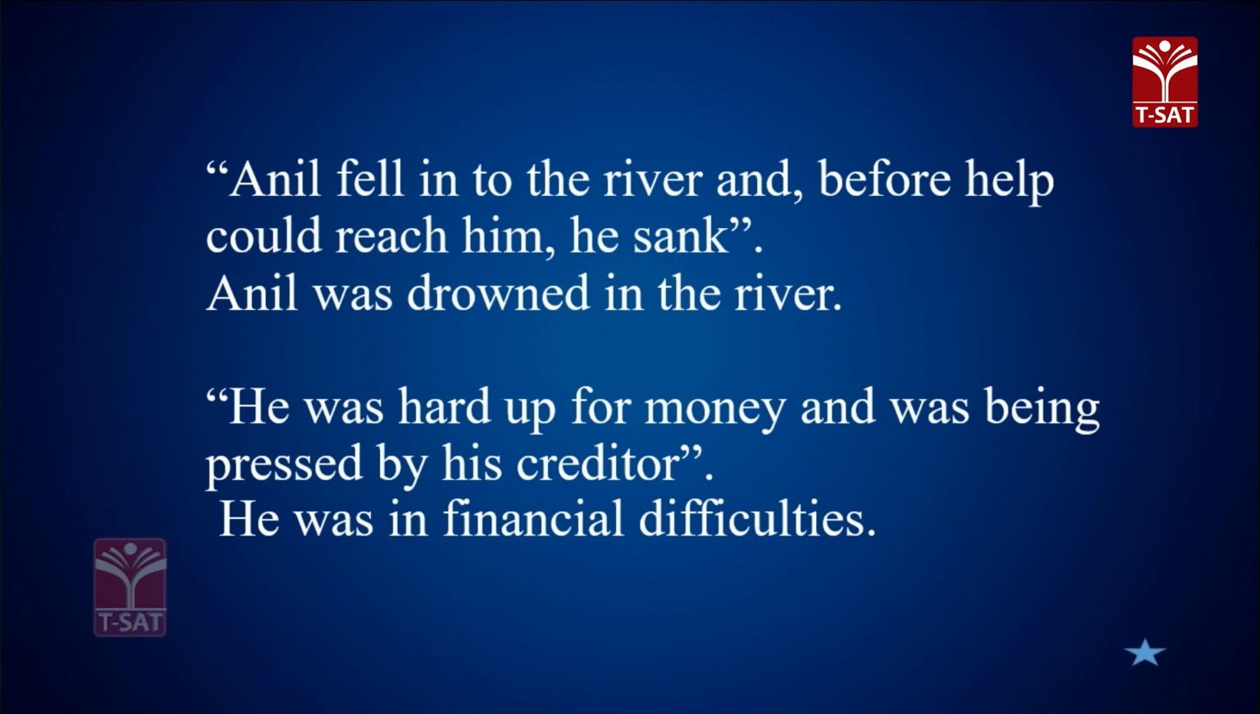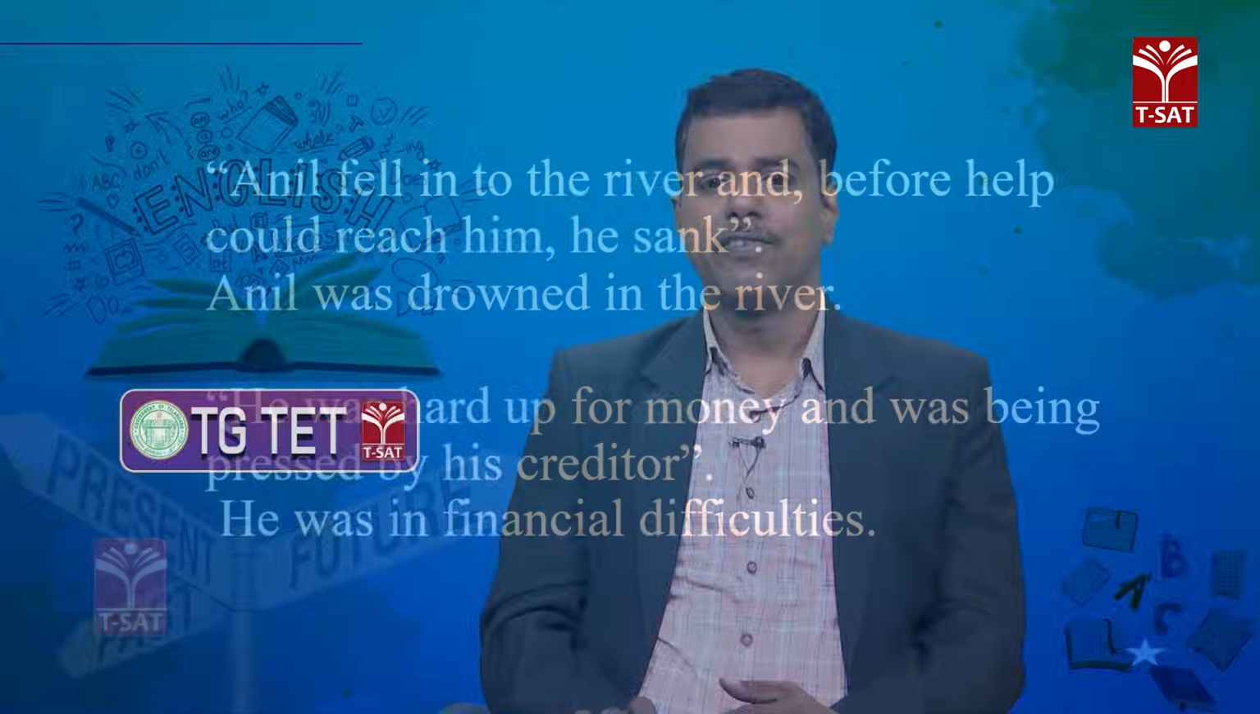Anil fell into the river, and before help could reach him, he sank. Anil was drowned in the river. He was hard up for money and was being pressed by his creditor. He was in financial crisis, or he was in financial difficulties. That is the way you will be able to get them shortened. I gave you a few instances, but you have to read it thrice so that it will be possible for you to produce a good Precis writing.